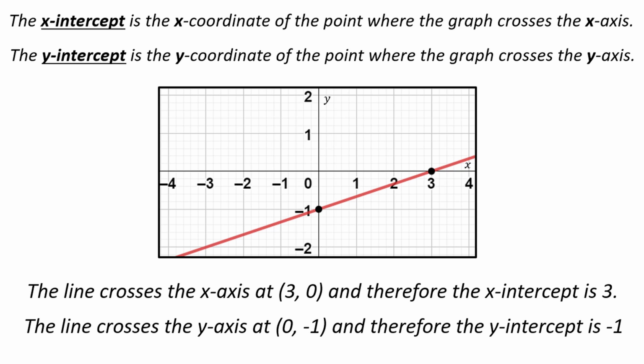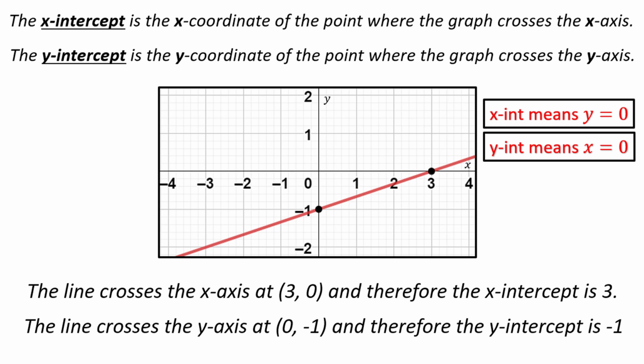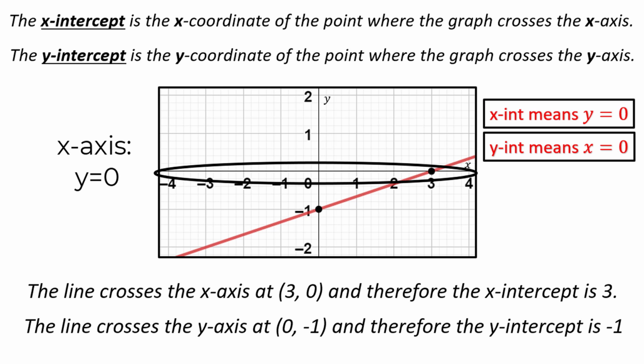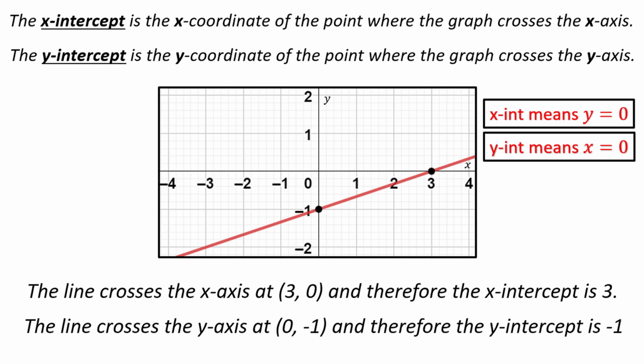One important thing to remember that many students get confused over is that to find the x-intercept, you must let y equal 0, and to find the y-intercept, you must let x equal 0. This idea should make sense if you take a moment to think about it. Where does the line cross the x-axis? Well, y equals 0 is the x-axis. Therefore, the x-intercept is where y equals 0. Where does the line cross the y-axis? Well, x equals 0 is the y-axis. Therefore, the y-intercept is where x is equal to 0.